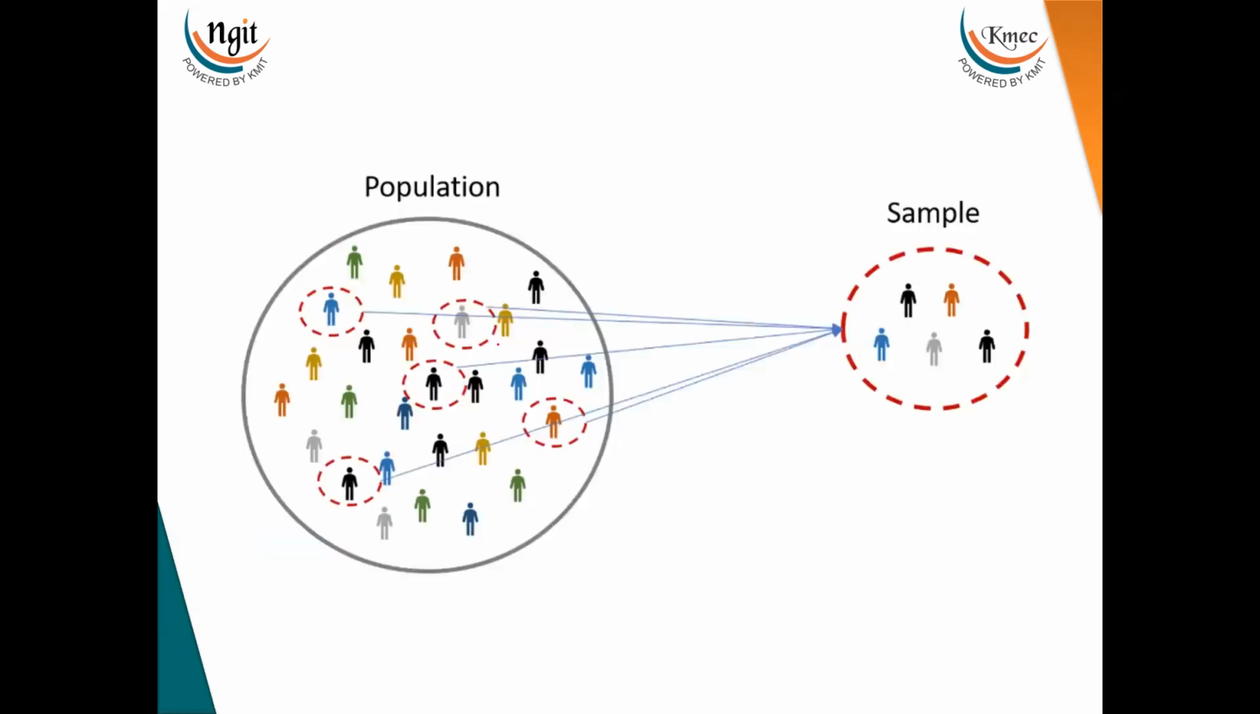And when you see the diagrammatic representation, this is the whole population, and taking some random samples like this becomes the sample.